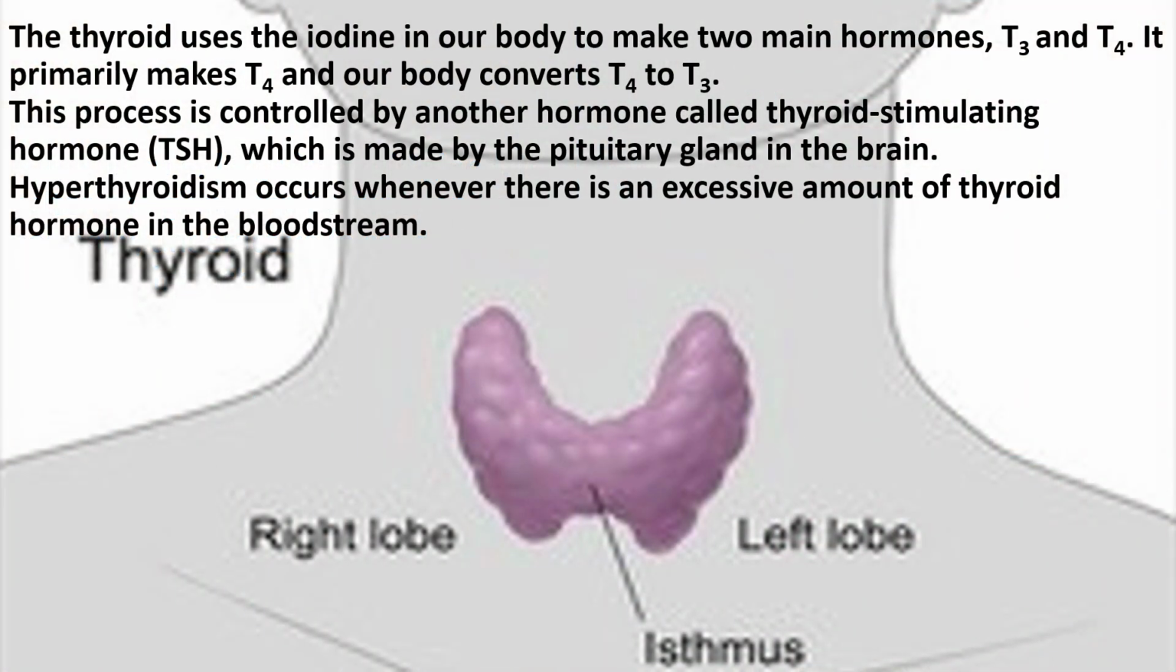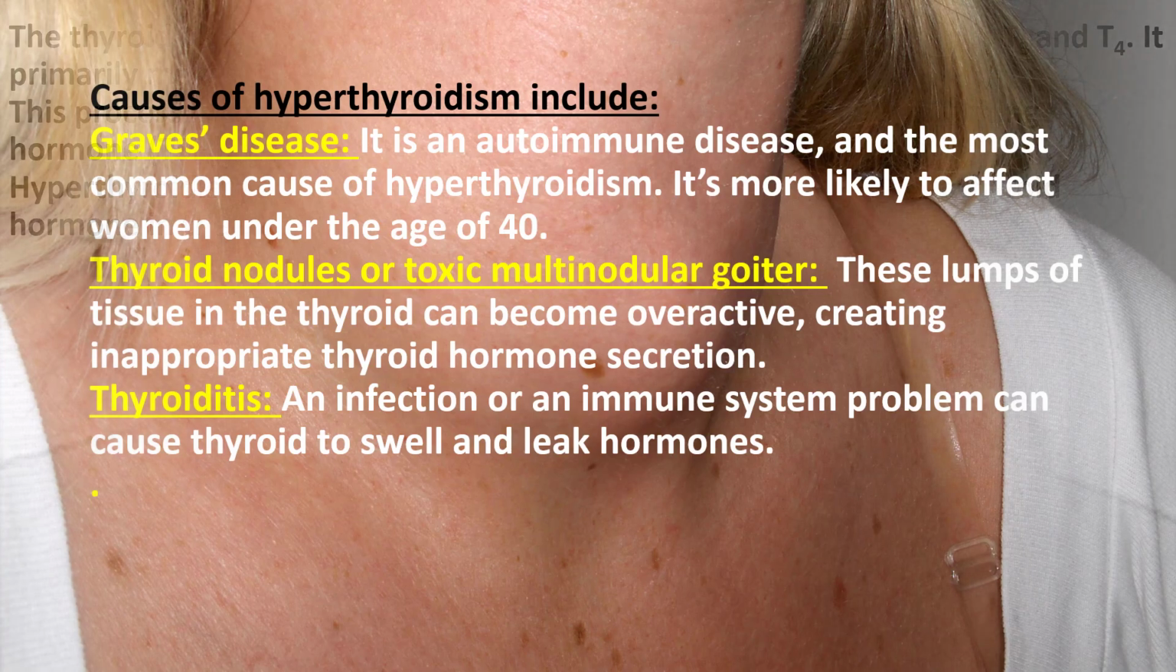The thyroid uses the iodine in our body to make two main hormones, T3 and T4. It primarily makes T4, and our body converts T4 to T3. This process is controlled by another hormone called thyroid stimulating hormone, which is made by the pituitary gland in the brain. Hyperthyroidism occurs whenever there is an excessive amount of thyroid hormone in the bloodstream.